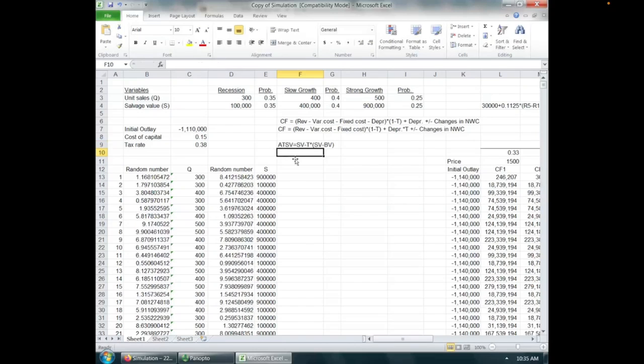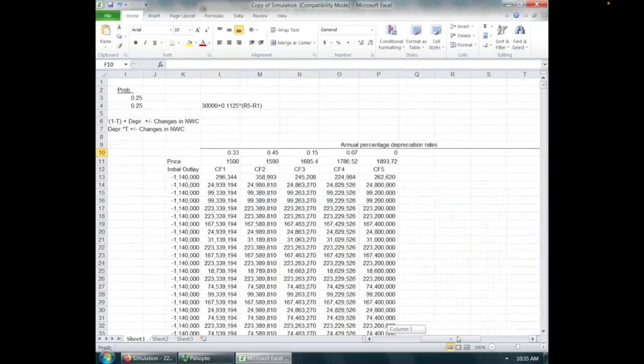But we know that since this is a 5-year project, but we're depreciating the asset over 4 years, the book value at the end is going to be 0. So in this particular case, this book value is 0. We don't have it. So that's gone. As a result, we have salvage value minus the tax rate times the same salvage value. If you simplify this expression, that would be simply salvage value times 1 minus tax rate. So that is the after-tax salvage value.